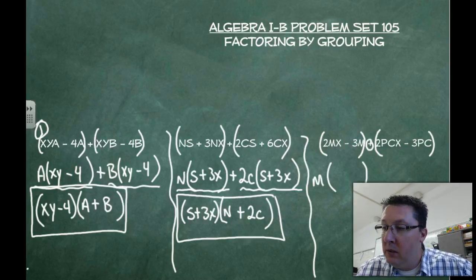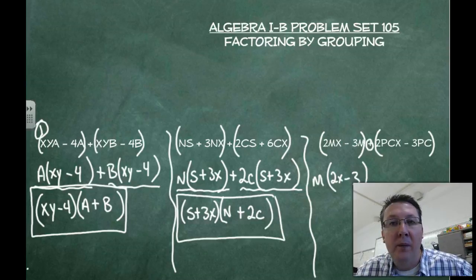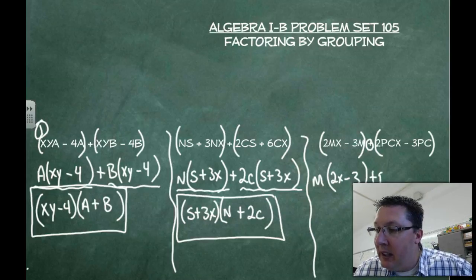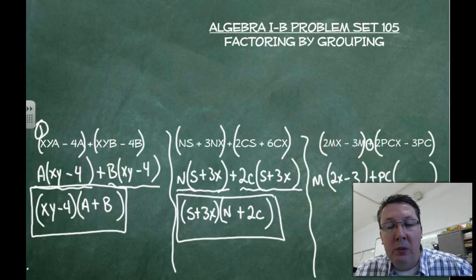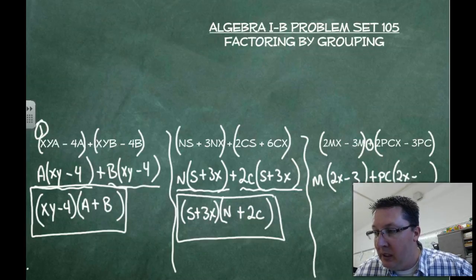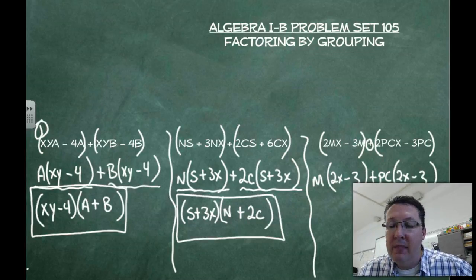What's left? Take an m out of the first, I have a 2x, minus, pull out an m, I have a 3. Plus, second group, what do they have in common? I see that they have a pc. And now I look at what was left. When I pull pc out of the first one, I'm left with a 2x, minus, take out pc, and I have a 3. All right, hopefully you're starting to recognize how this works.